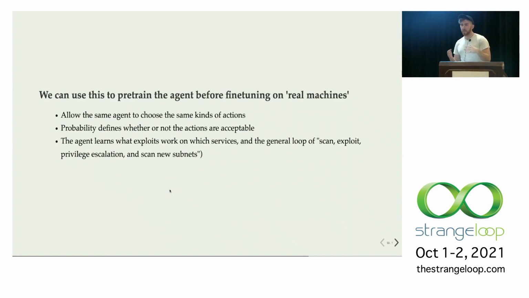What that means is because that is opaque to the agent, we can use the probability to bias the agent towards certain actions. So we can learn super basic stuff that it would take us a long time to learn if we were learning against real machines. For example, SSH vulnerabilities tend to work against SSH, not just randomly. So we can teach it both the actions that certain services should be associated with and the general loop of, hey, you should scan, then you should exploit, then you should get privilege escalation, and then you should scan new subnets. And we can do that all in simulation.